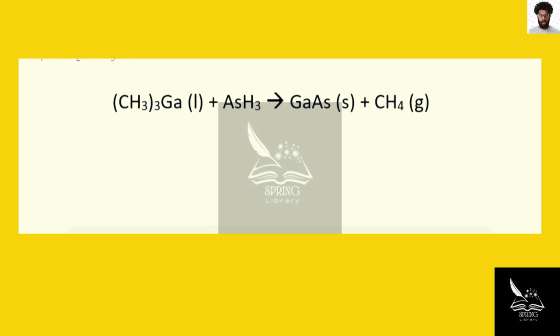So here is the reaction of trimethyl gallium with arsine gas to produce gallium arsenide and methane gas. First you'll have to balance this equation. For balancing, we can see that we have one gallium on each side, we have one arsenic on each side, then we have three methyl groups on this side, that means three carbon on this side, but we have one carbon on this side, so we'll just place a 3 here.